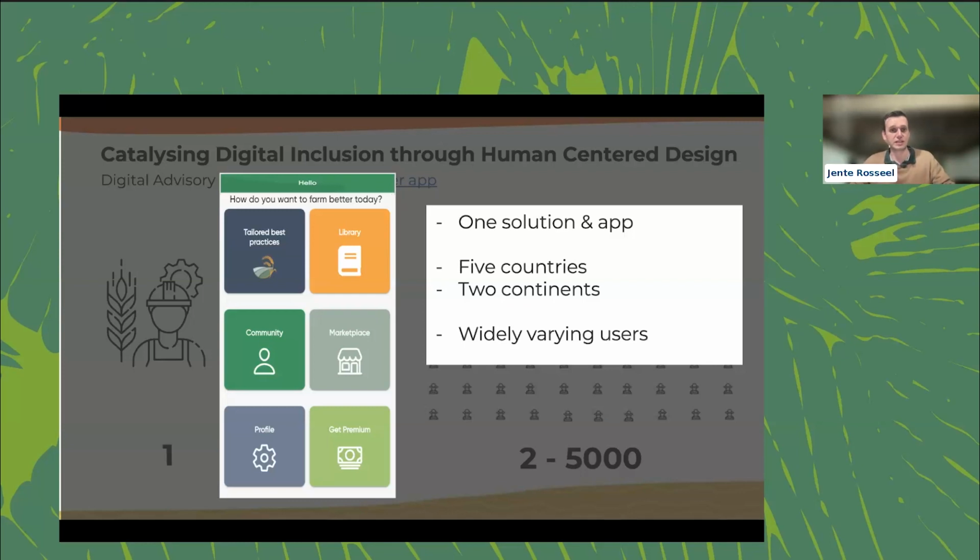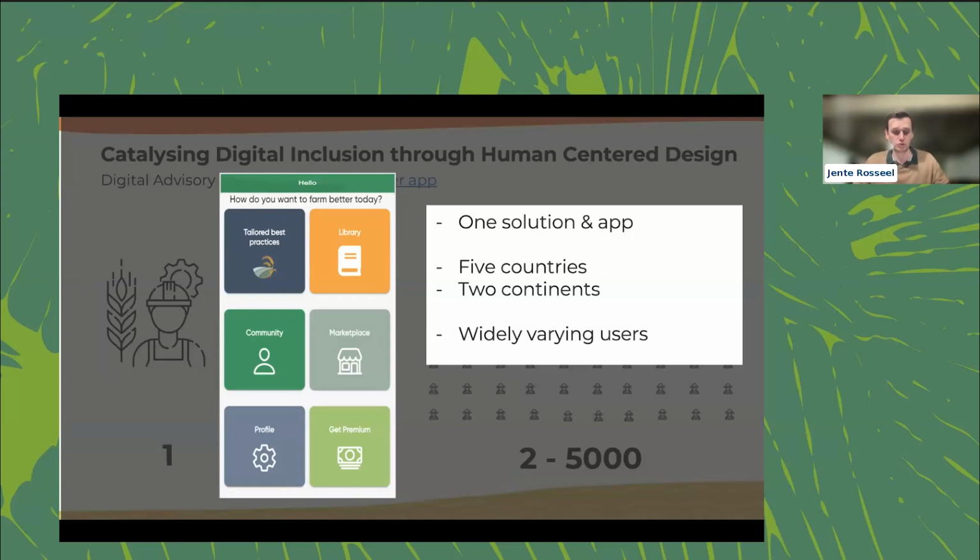10% will still need an extension agent to come in at one point in a virtual fashion, and only 10% will still need an extension agent to visit the field. Right now, in most cases, the extension agent actually has to visit to give real strong tailored advice.